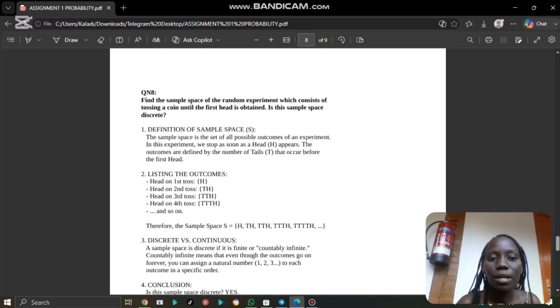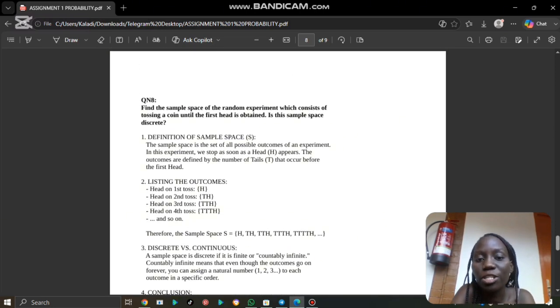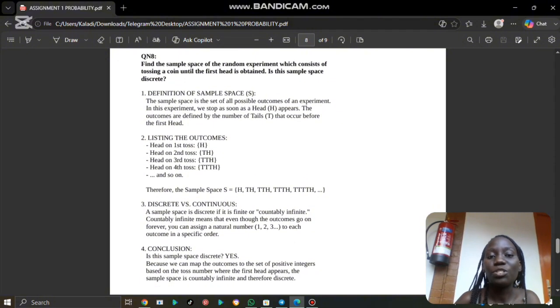The question says, find the sample space for a random experiment which consists of tossing a coin until the first head is obtained. Is this sample space discrete or not? Now, for the first question, we first create a sample space. It is going to be preceded by a number of tails, or no tails, and then it is going to end with H, so that in that way the first head is gotten. So you first list the sample space.